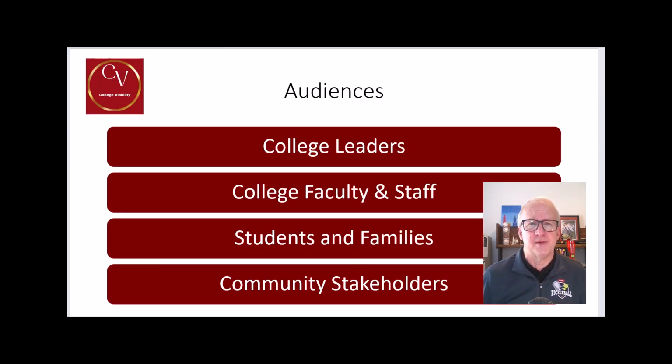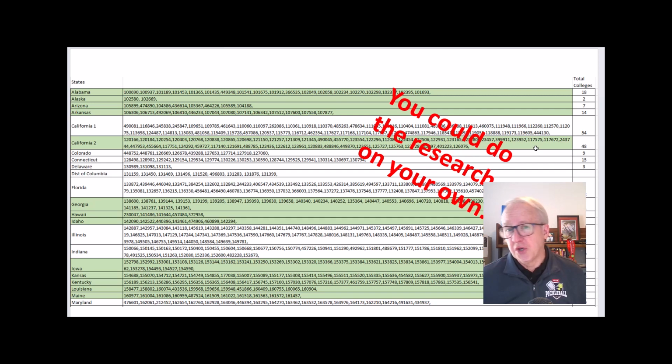And these are the groups. We have a version for college leaders, a version for college faculty and staff, and a version for students and their families. Each has a different set of reports and some slightly different functionality. I'll show you those. And then community stakeholders, government leaders, civic leaders, social leaders, those kind of folks. There's an app in this whole mix that you can use as well. So you could do this yourself. You could create your own version of the College Viability App.